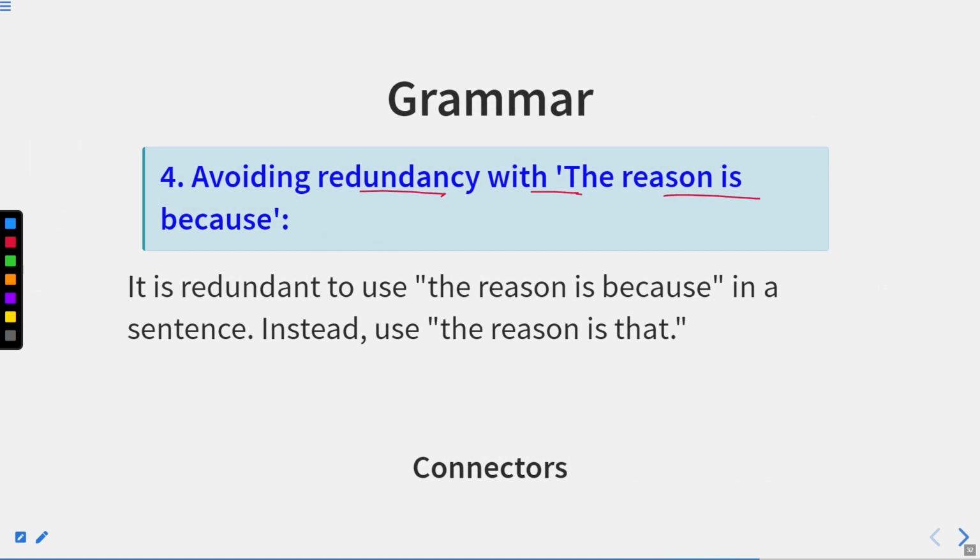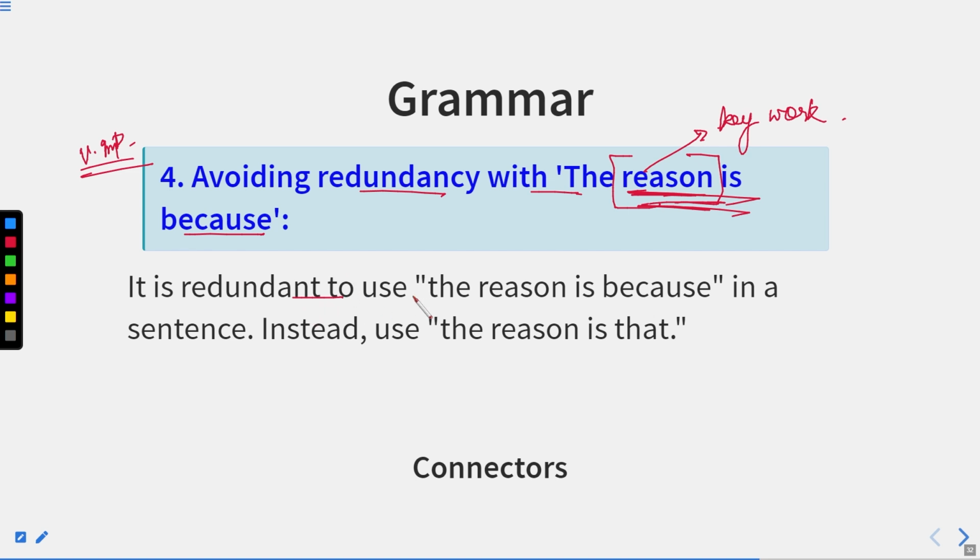Avoiding redundancy with the reason is because. Now, this one is very, very important. If the word reason is mentioned in a sentence, this is a keyword over here. Because itself shows the reason, so we need not write the word reason in the sentence. But if reason is mentioned in the sentence, we will not use because. This is very, very important. You should keep this in mind: if in a sentence the reason is mentioned, we should not use because.